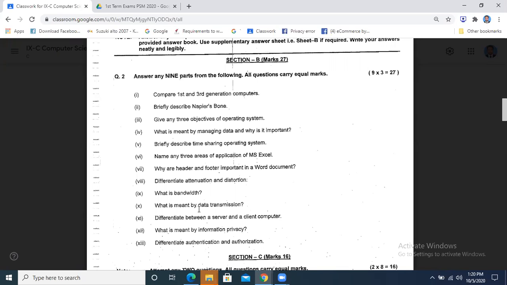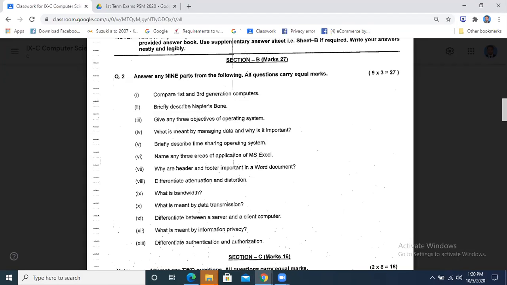If you are just defining and your definition is correct, you are not going to get full marks. Why? Because you have done the work of 2 marks, and the 1 mark which was there for the example you did not mention. So the examiner is going to cut that particular mark. Keep this in mind. Is this thing clear now? Okay. So this is very important.